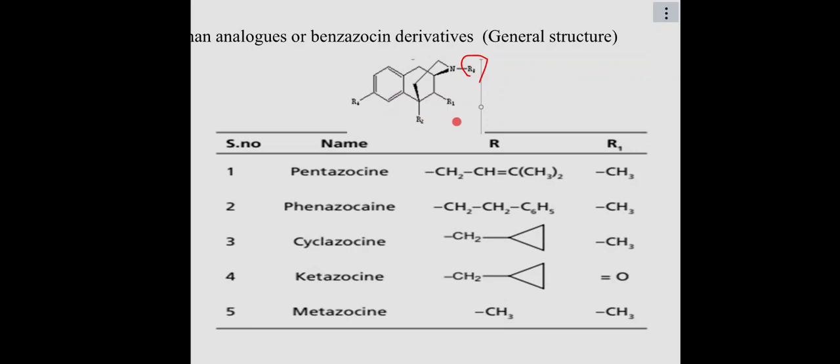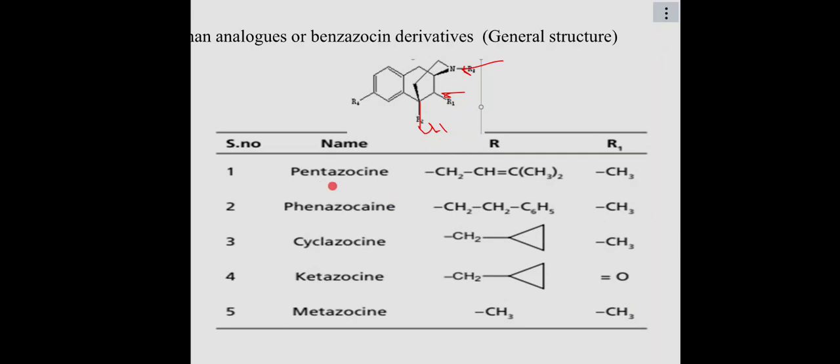I think this should be R. Definitely, these groups are the ones which are at this position. My numbering might be wrong, but this group here is what is found there. The R1 is what is found here. And we have fixed this as a CH3, because as I said earlier, you have maximum activity when you have small alkyl groups. And in most of these compounds, you will find that this group R, R1 and R2 are actually methyl groups for maximum activity. You can have a slight change, but those groups are usually methyl groups for maximum activity.